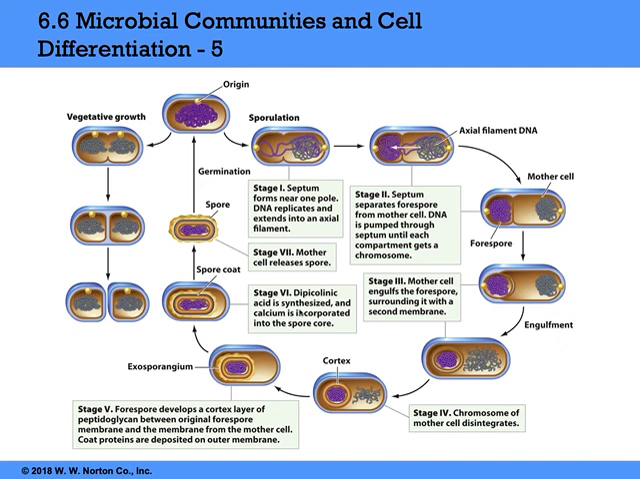Dipicolinic acid and calcium end up in the core of the spore, and that's sort of a preservative for the stuff inside it. And this little guy can survive extreme conditions: the vacuum of space, extreme cold, extreme heat, up to a certain point. And then when the conditions are right again, we can restart vegetative growth.